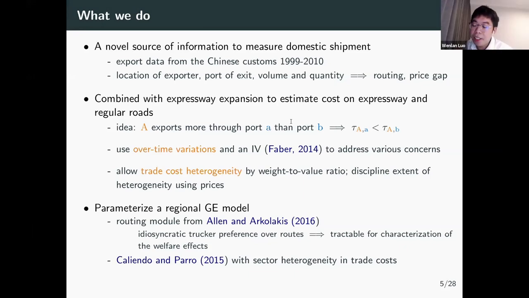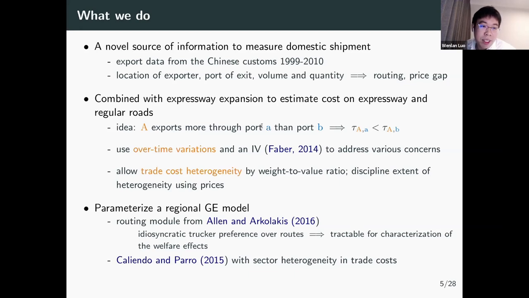That's true. That's a good question actually. The reason why we can use this information is that domestic transport uses the same road infrastructure, right? Think about an inland city. If it wants to export to, for example, a port in Guangzhou, it has to use the same road infrastructure that it uses to trade with other inland or coastal cities. That's our assumption here. So we basically want to use this information to identify the trade cost elasticity, and we want to extrapolate that trade cost elasticity to domestic trade cost.